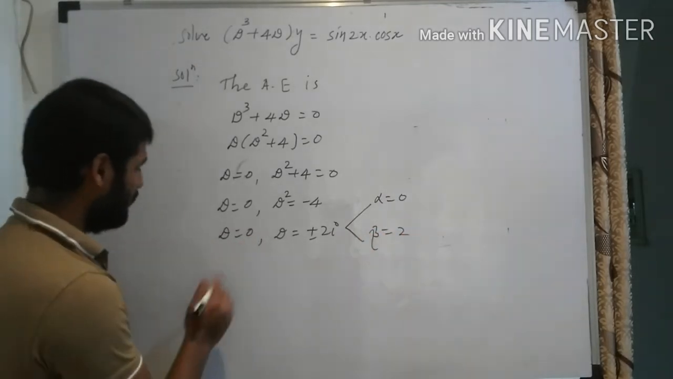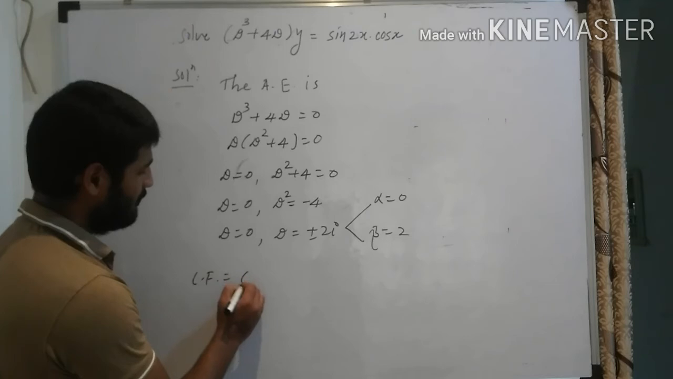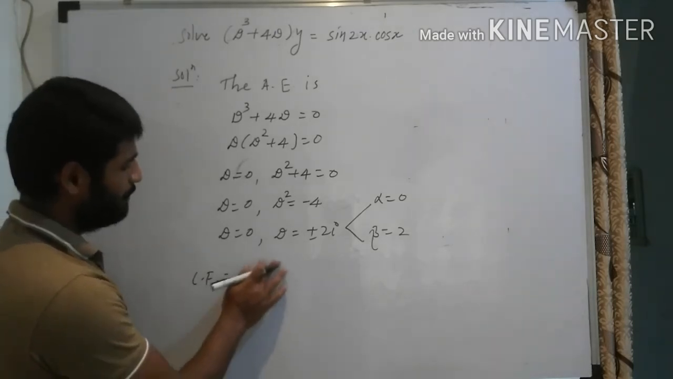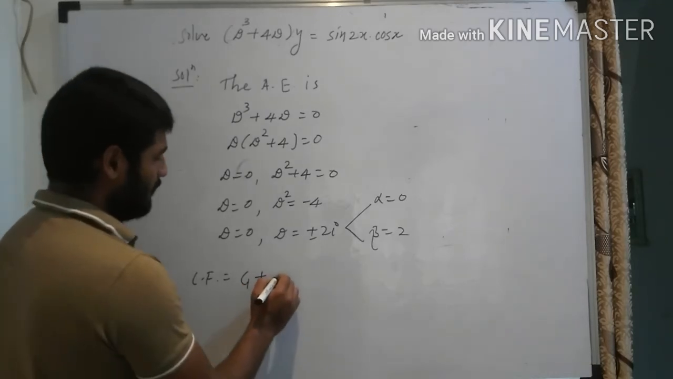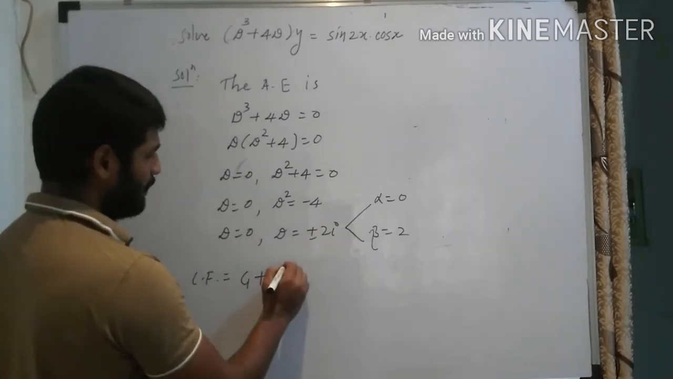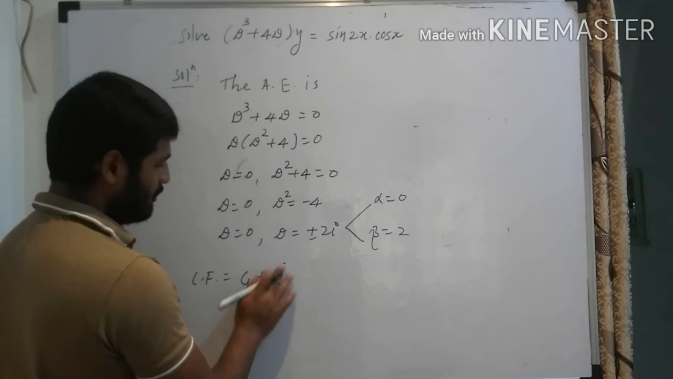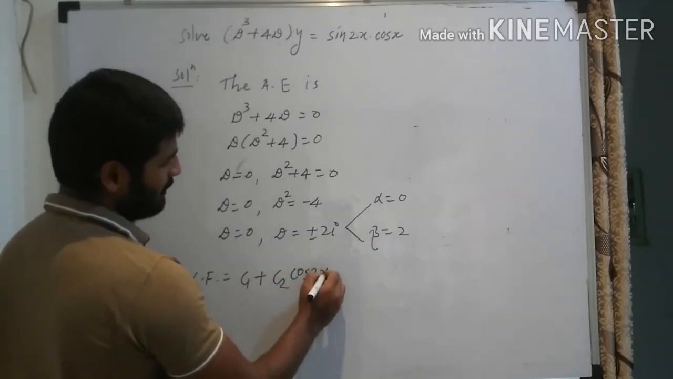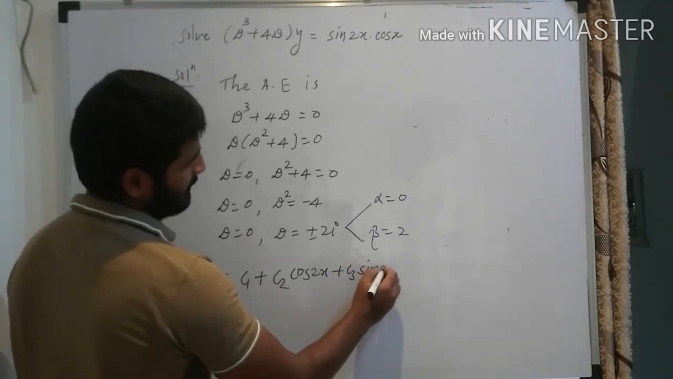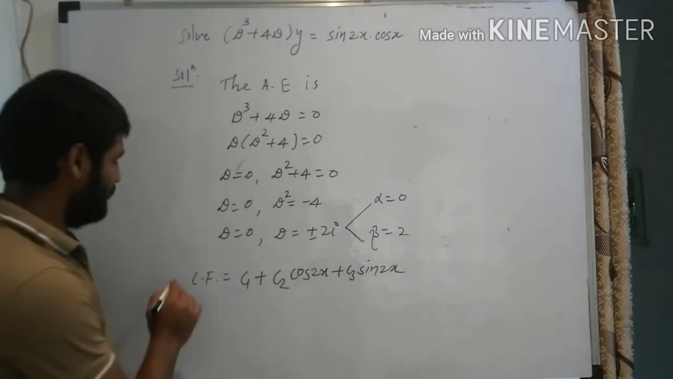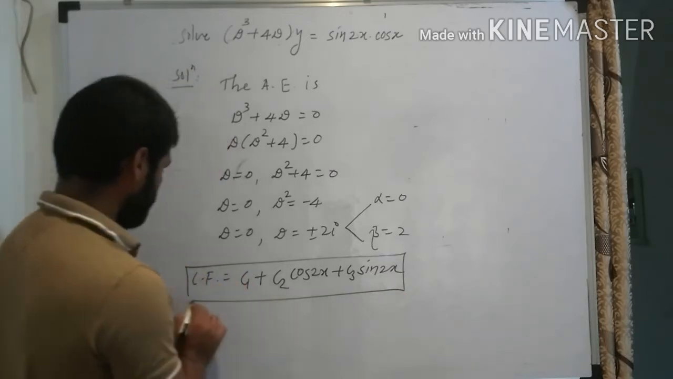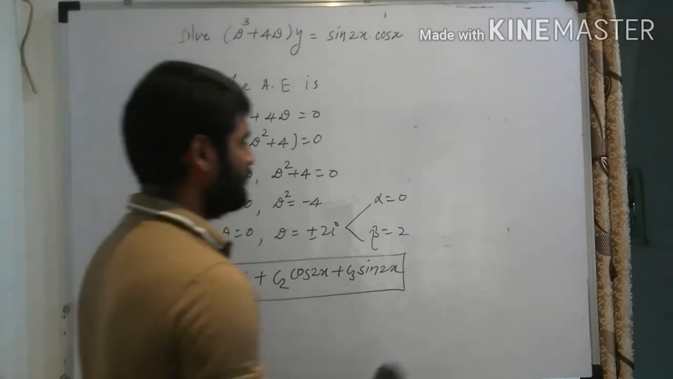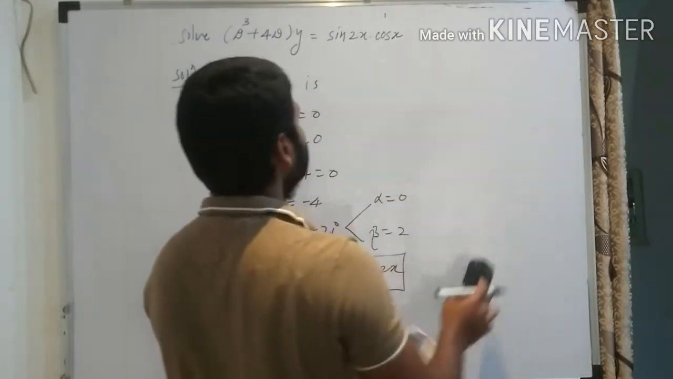So corresponding to the real root, the complementary function can be written as c1 e raised to 0x, but e raised to 0x is 1, so it is not necessary to write here, plus, again e raised to alpha x with alpha 0 is e raised to 0, which is 1, not necessary to write, into c2 cos beta x, that is cos 2x, plus c3 into sin beta x, that is sin 2x. So this is your required complementary function. Now we have to find the particular integral. So see how to find the particular integral.